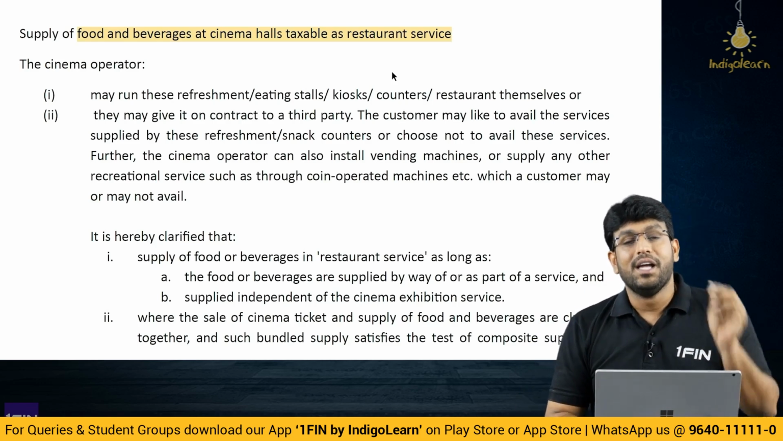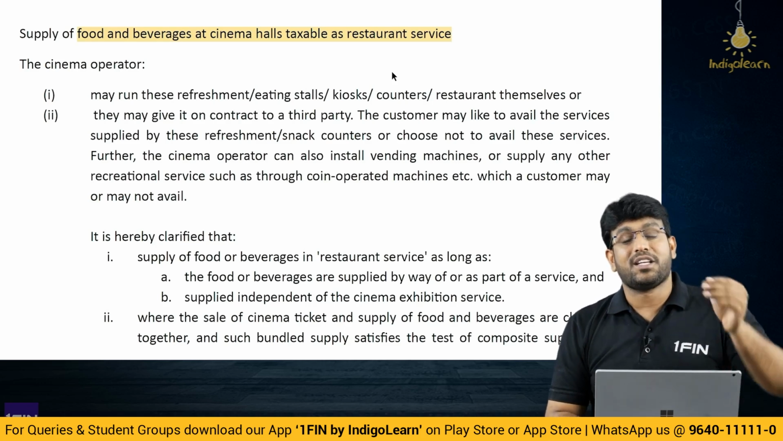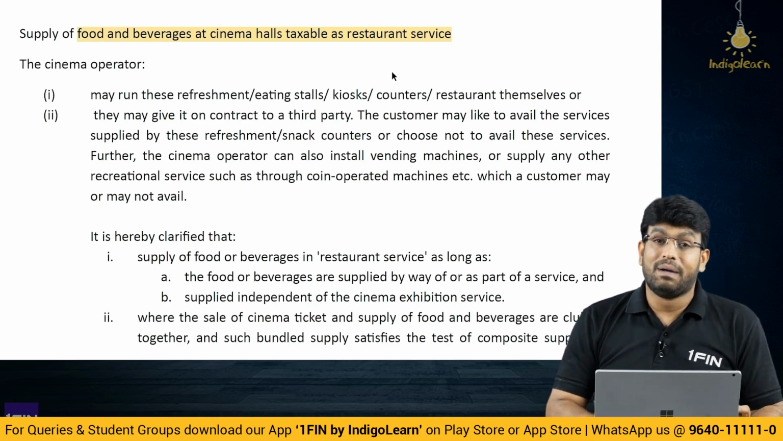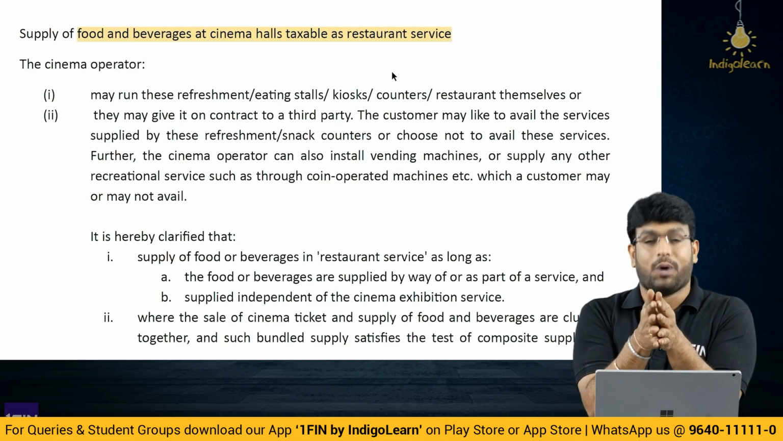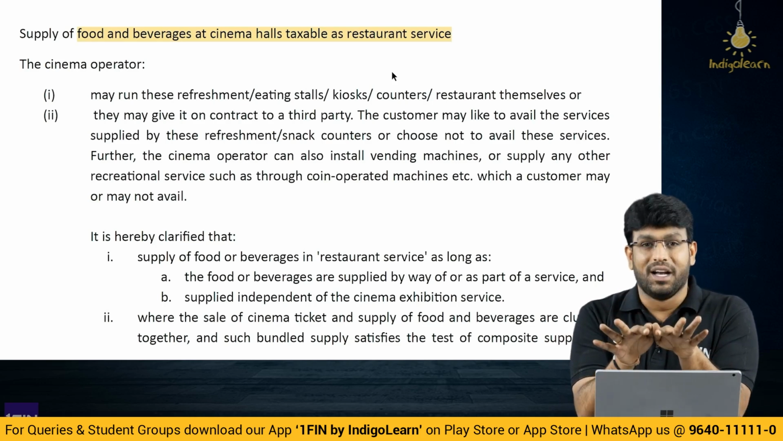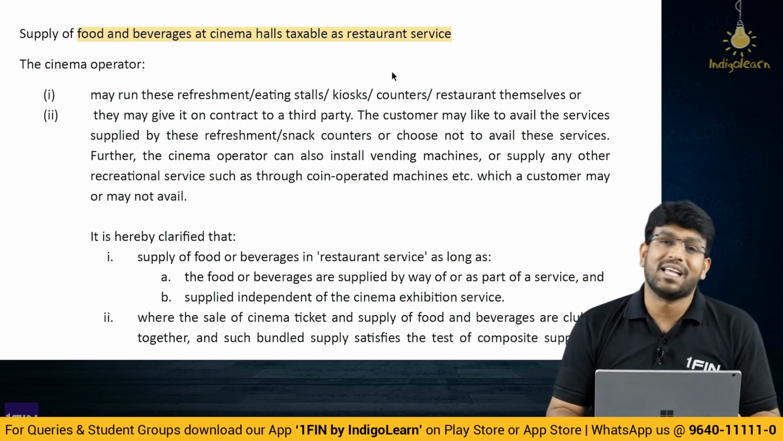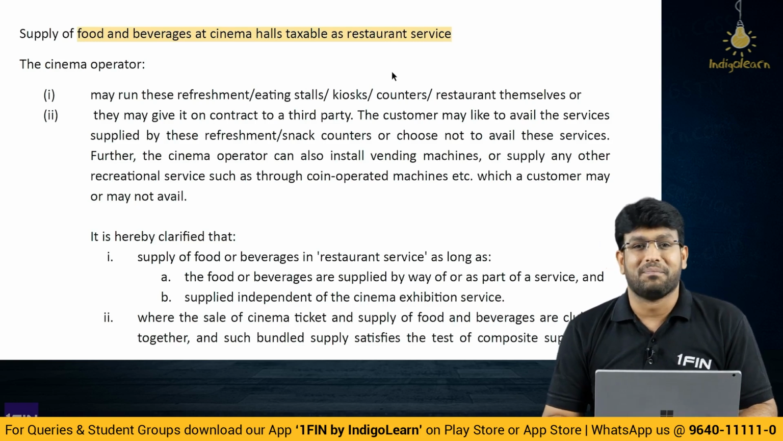They have clarified that this popcorn, nachos or samosa, whatever you are buying, is regarded as restaurant service only, and accordingly GST will apply. But imagine a case where the movie ticket and the popcorn are naturally bundled together, and the principal supply is, of course, exhibition of film. In that case, we'll treat it as composite supply and we will tax at the rate of principal supply.